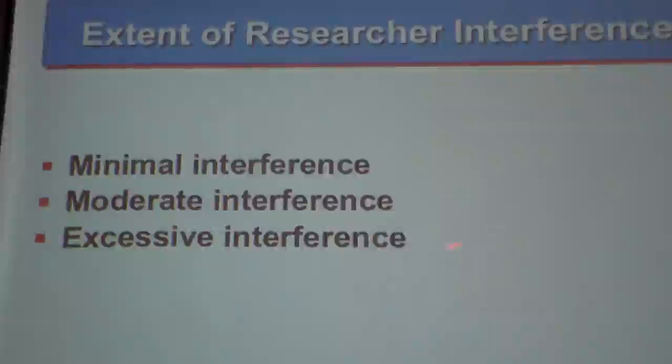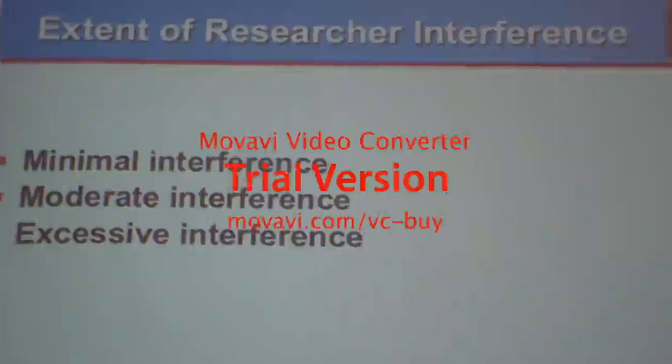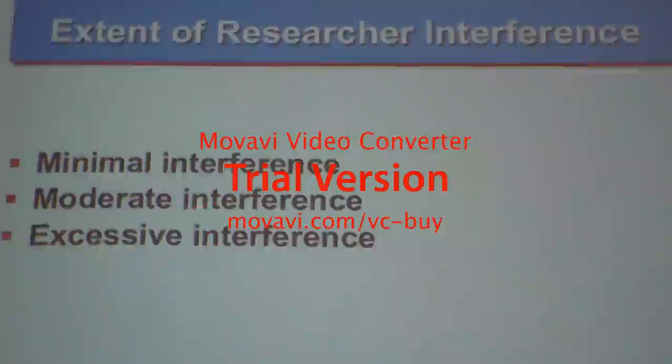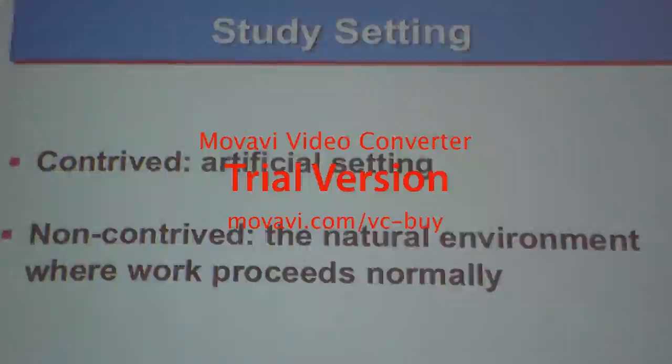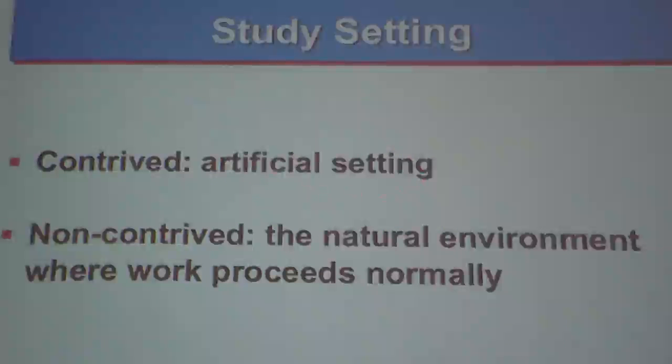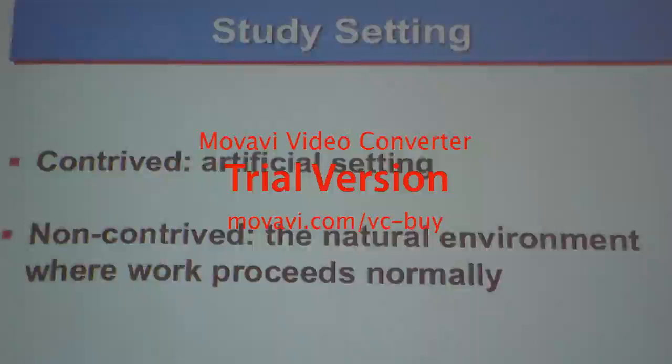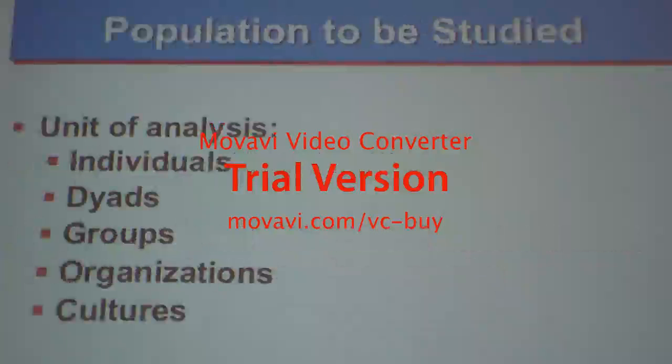This is the extent of research interference. We said it could be minimal interference, moderate, or excessive. There are some examples in the book. If you read them, you can understand them exactly. Okay? So please read. Contrived, this is study settings. Contrived, we said it's artificial settings or simulation. Okay? Non-contrived, the natural environment, or sometimes we call it real experiment, because it is natural, it is real, it is not artificial, it is not made. Okay? Where work proceeds normally.